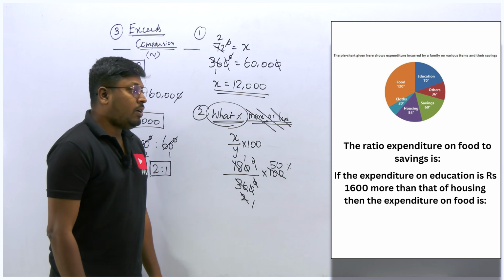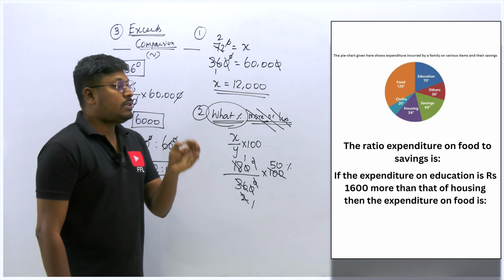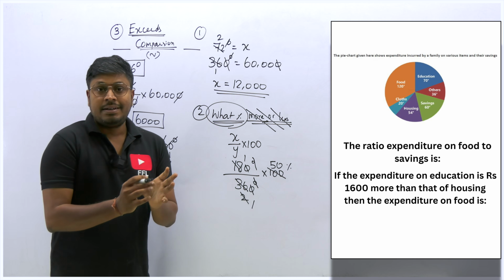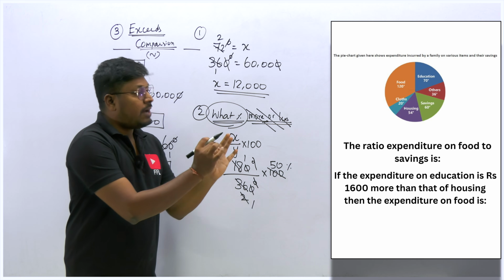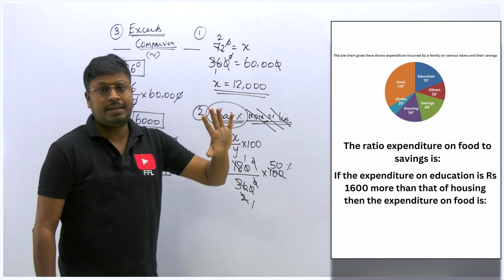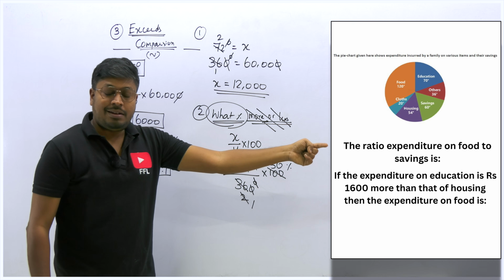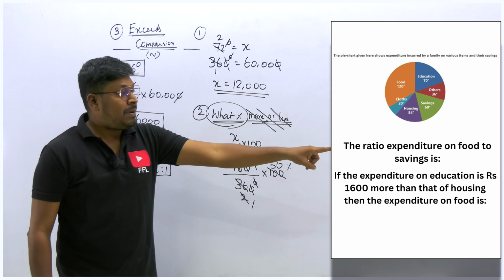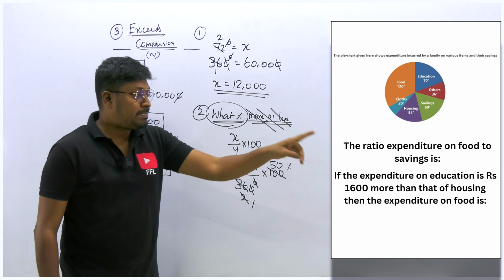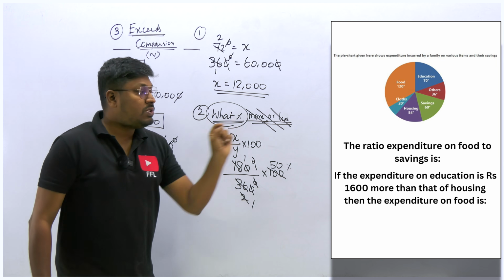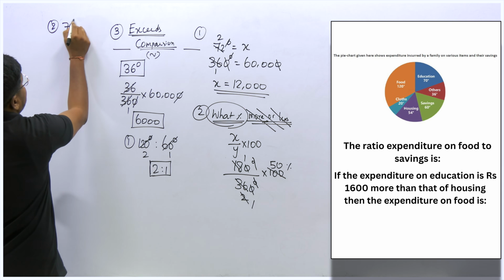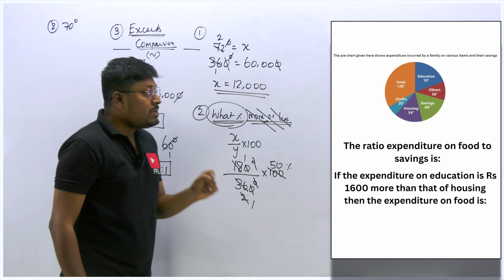If the expenditure on education is 1600 more than the housing, then the expenditure on the food is. See, very important question. So here our target is to find what? Our target is to find the expenditure on the food. So what they have given is, the expenditure on education is 1600 more than housing. According to the chart, the amount spent on education is 70 degree, right? And housing is how much?